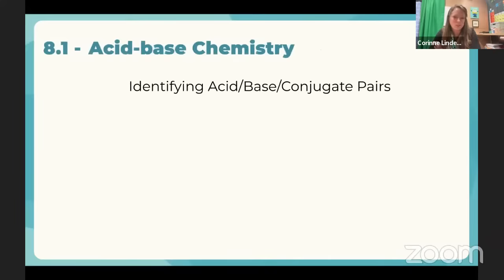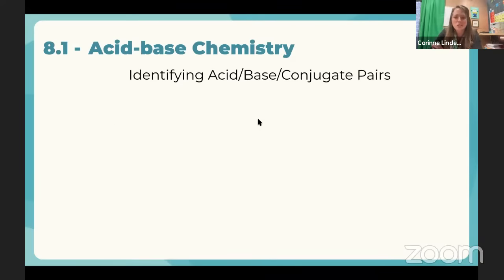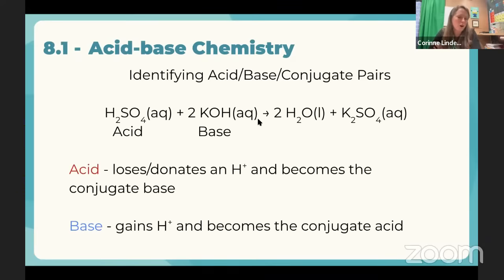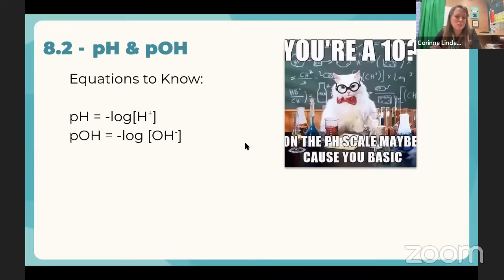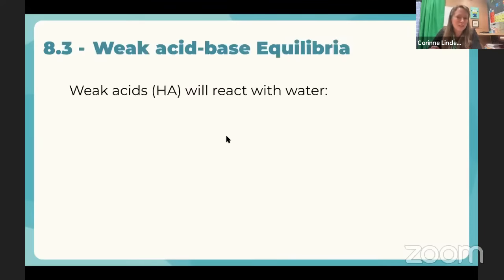Let's talk titrations too. So identifying acid-base, just look for the movement of that H ion. What loses versus what gains an H tells you your acid versus your base. Your acid becomes your conjugate base, your base becomes your conjugate acid, all about the movement of that proton, or H plus ion. When we are thinking about acid-base equations with pH and pOH, note that these bolded ones are not on your equation sheet, and I'll show a slide that has all the ones that are not on your equation sheet, so you can write those down and have those in your memory bank for tomorrow, so you don't have to move log functions around on your chemistry exam, at least. We'll save that for your math exams.